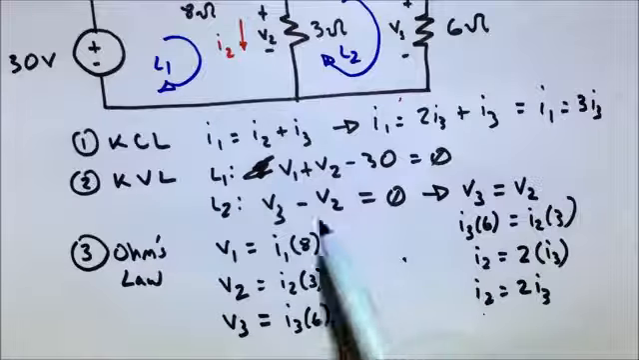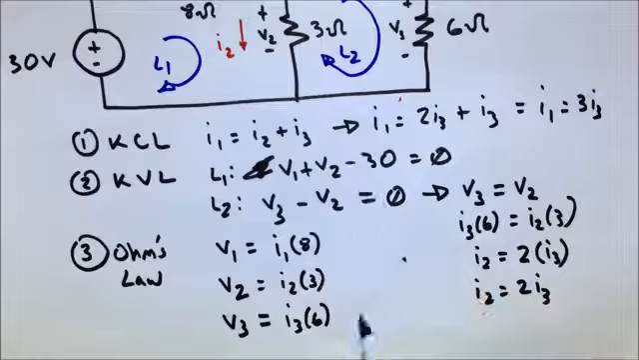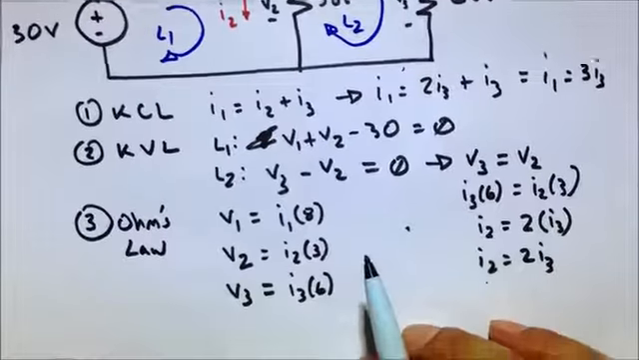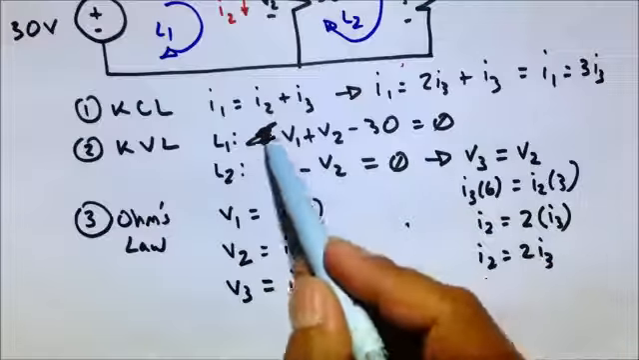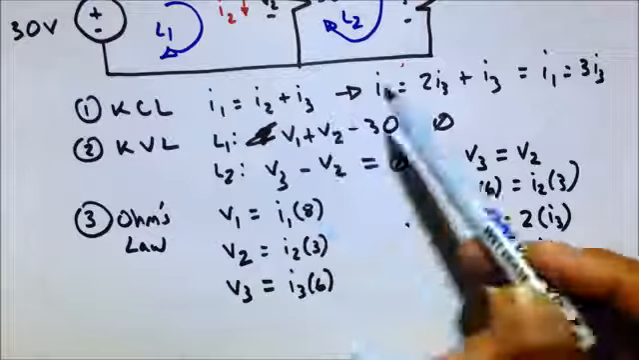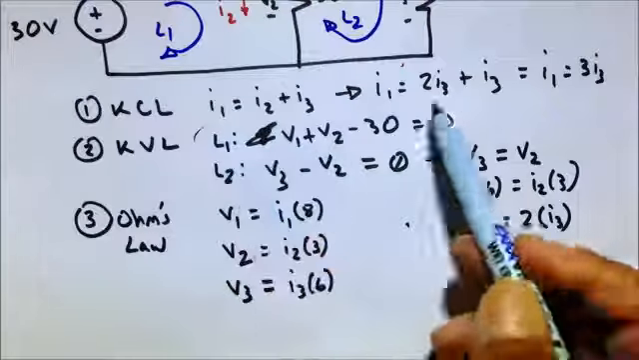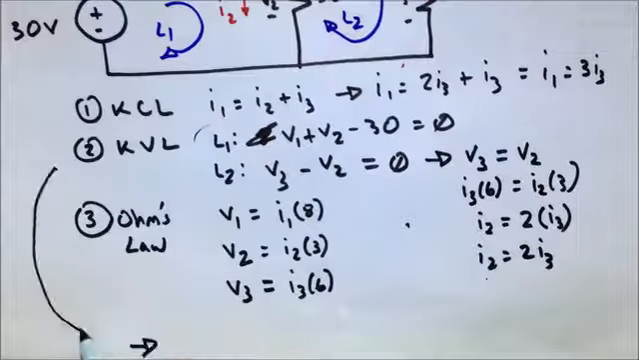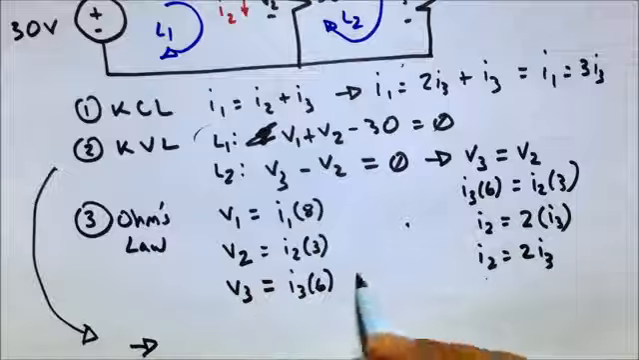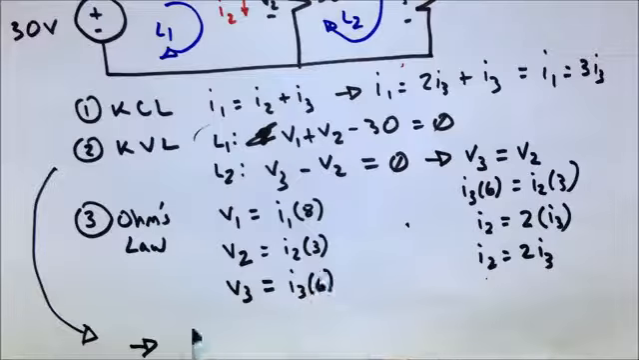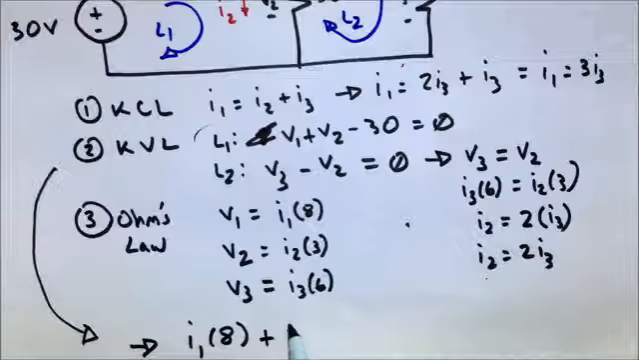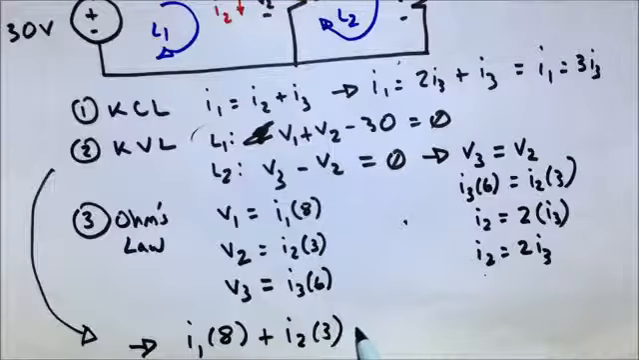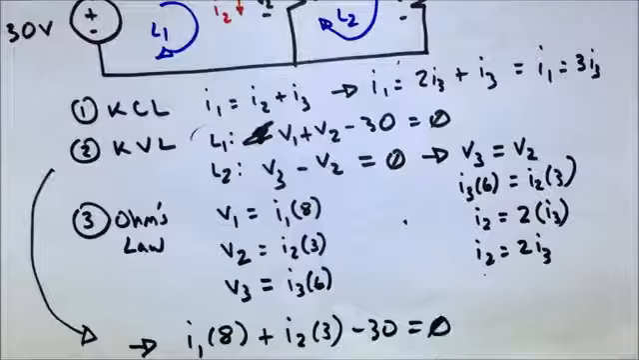Where do you want to go from here? Well, let's use this equation. This might actually be a roundabout way of doing it, but there's no one right approach. There's lots of ways to solve all of these equations. So V1 we can replace with I1 times 8. V2 we can replace with I2 times 3 minus 30 equals 0.